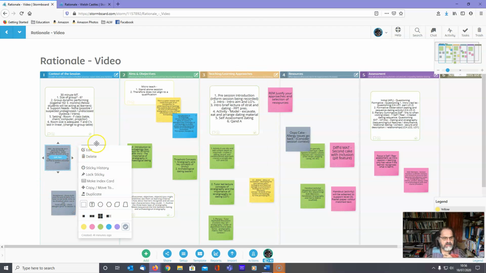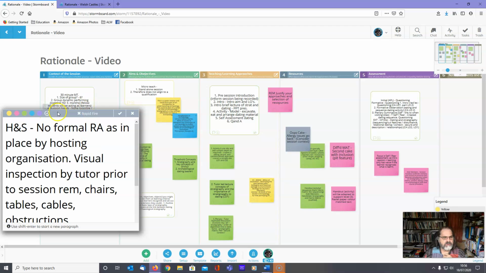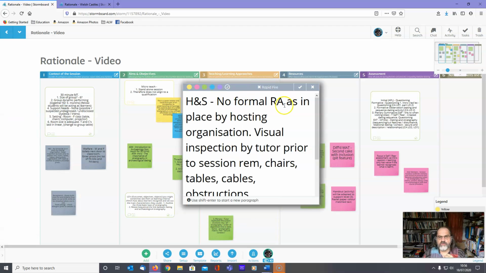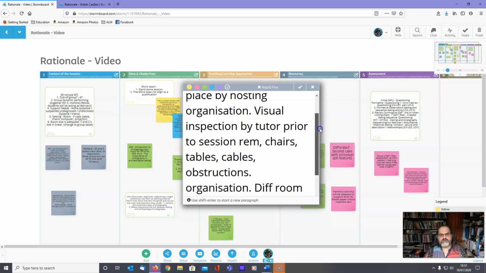Now then, a couple of other things that you might want to think about. So health and safety. There's no formal risk assessment, as that is already in place by the hosting organisation. If not, then I would have to prove or demonstrate that somehow. If you are going to take your micro-teach outside, then you might have to start putting in a basic risk assessment. Double check with the tutor. Okay, but I'm going to do a visual inspection prior to the session. A special note to myself because I'm forgetful: checking chairs, tables, cables and obstructions.